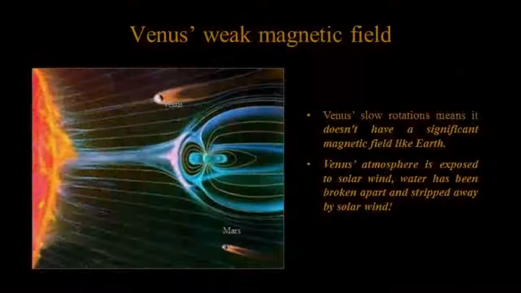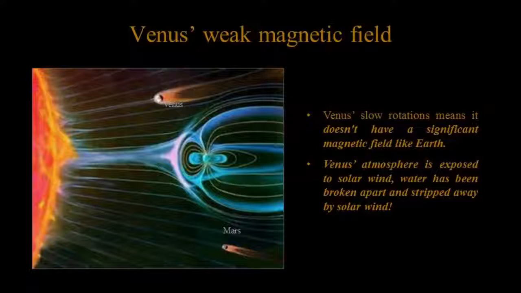That slow rotation means the core of Venus, even if it is molten, is not moving very fast, and as a result, Venus has a very, very weak magnetic field. Well, what's the consequence of that? We said earlier that Earth's magnetic field protects us and our atmosphere. Well, in this case, Venus' lack of magnetic field means there is no protection for its atmosphere. And as a result, any water on the surface of Venus and in its atmosphere has been broken apart by the powerful radiation of the sun, and as a result, Venus now is quite dry.